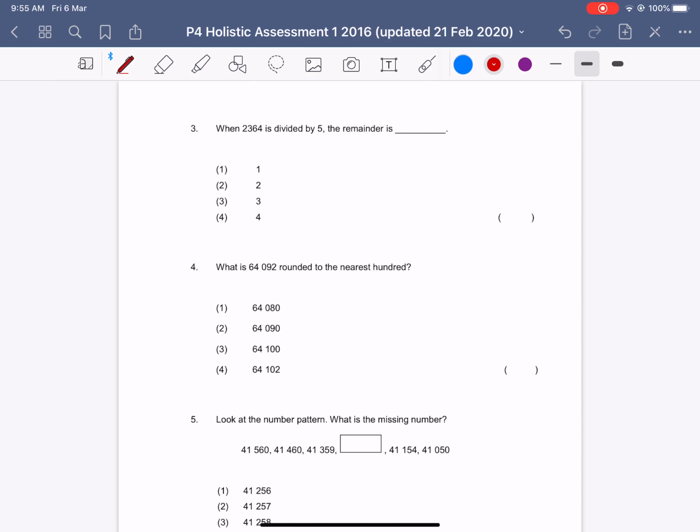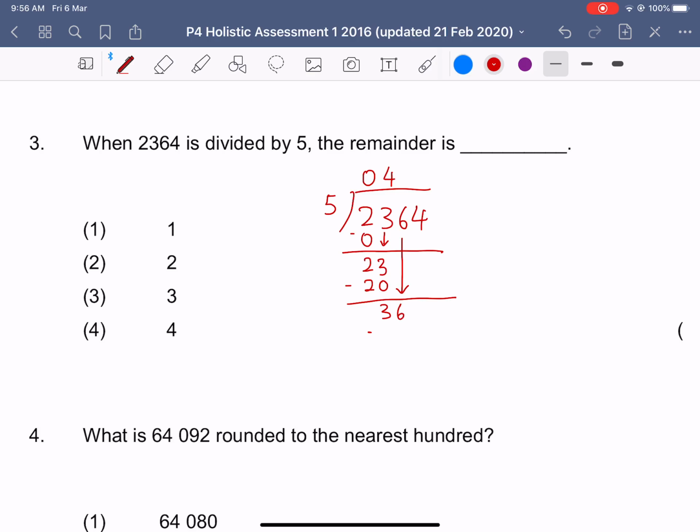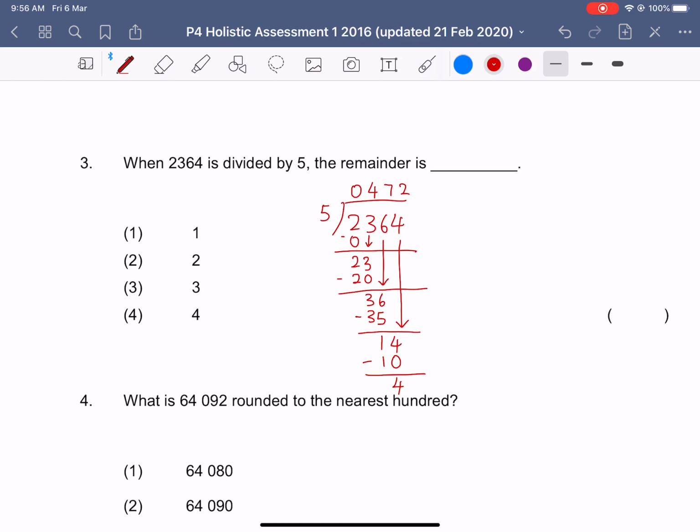Okay, so question number 3. Question number 3 says, when 2,364 is divided by 5, what is the remainder? So I'm going to use 2,364 and divide it by 5. So we're going to start off digit by digit. I can't divide with a 2, so I put a 0, which leaves me with 2, and I bring down one digit at a time. Okay, I get 23. So 23 divided by 5, the closest I can get would be 20. Okay, so I'm left with a 3. I bring down the next digit, which makes it 36. The closest that I can get is 35, which is 7 times 5. And I have a remainder of 1. Bring down the 4. The closest I can get is a 10. Okay, so which gives me a remainder of 4. So in this case, the answer is 4.